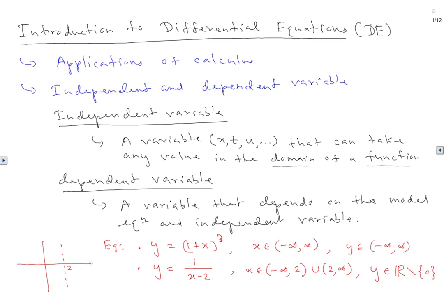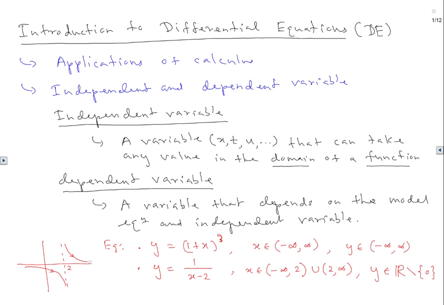And then what's going to happen, this part is going to go like that, and this part is going to go like this. So that is the shape of the graph. If you go from negative infinity to positive infinity, this is what it looks like for the second function. You can see that it never equals 0, and also that x, the independent variable, can never pick the value 2. So that's the graph for the second function.